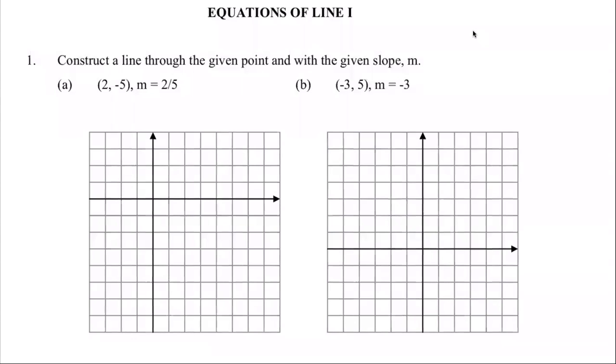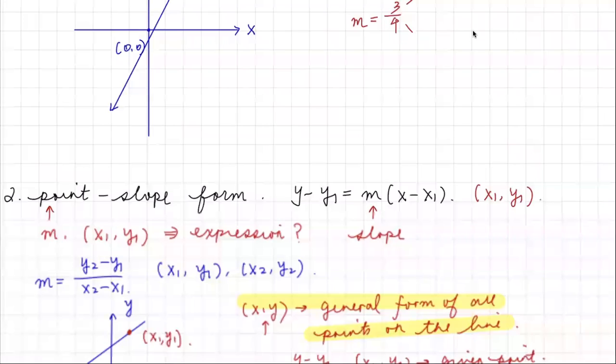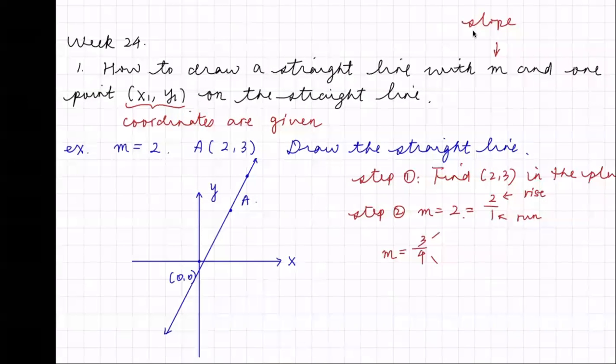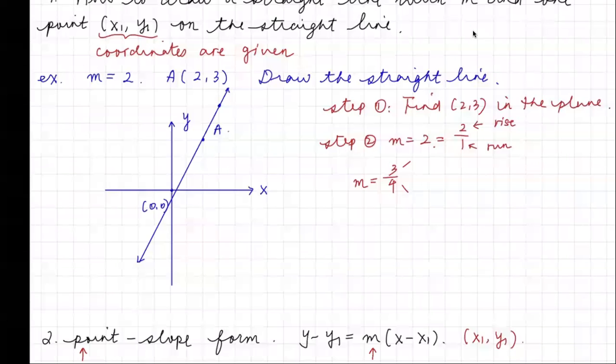Okay, so now let's start looking at the questions. Question number 1: construct a line through the given point and with the given slope m. So this is the first thing, right? How to draw a straight line with slope and 1 point. Remember the steps?